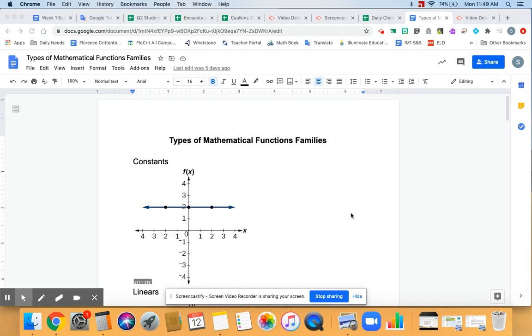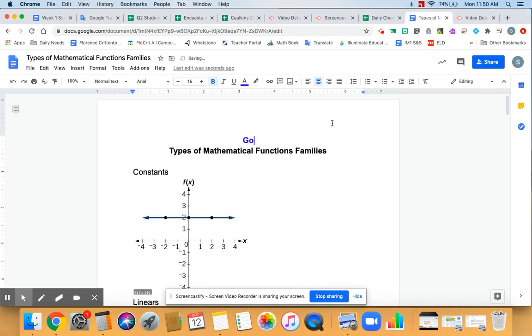So, in order to graduate, you have to prove you're competent on certain skills in math class. And one of the skills in math class that they want you to be competent on is called going between representations for all function families. So, that's one of the things that they're going to expect you to do.